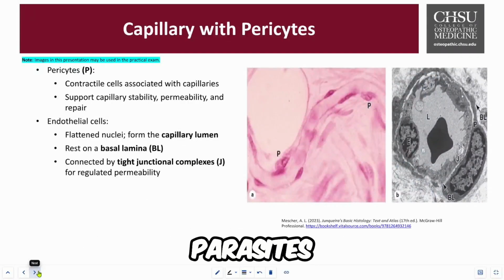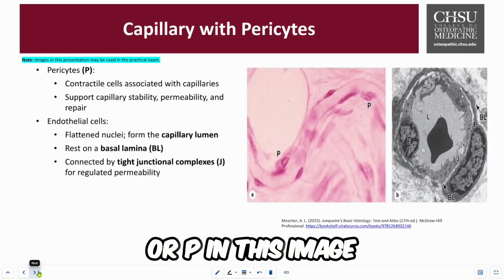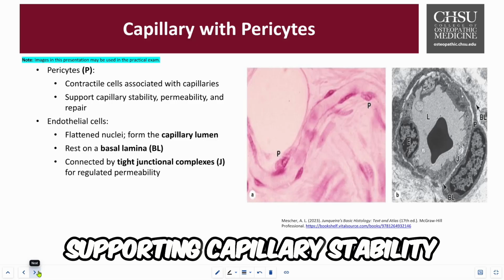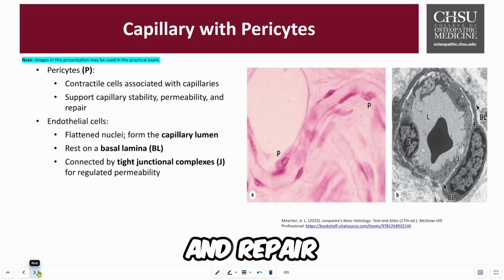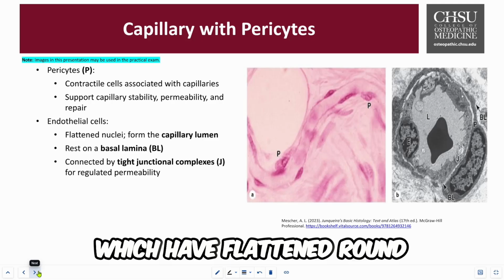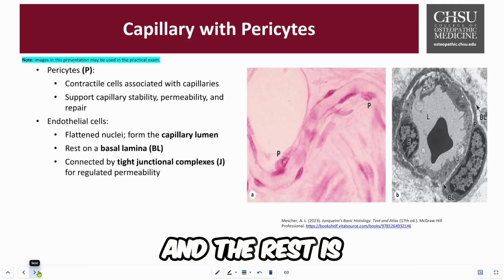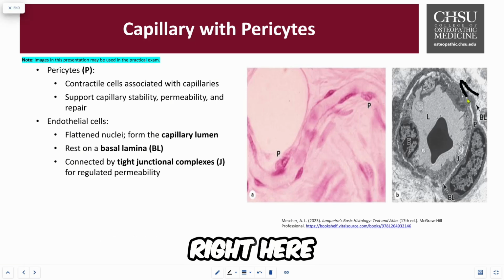Capillaries with pericytes. Pericytes, or P in this image, are contractile cells associated with capillaries. They are important for supporting capillary stability, permeability, and repair. The endothelial cells, again E, which have flattened round nuclei, form the capillary lumen, and the rest is going to be the basal lamina, the BL. That's the basal lamina right here.